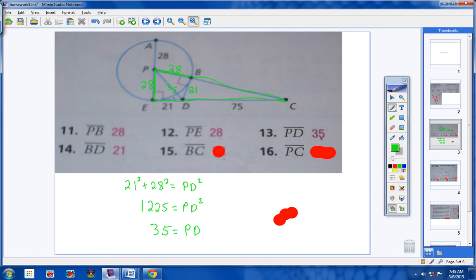There it is. And I know this is a leg, 28. I know this whole leg right here is 96, which is 21 plus 75. So I can find the hypotenuse, hopefully pretty easily. Let's see if we can, okay?